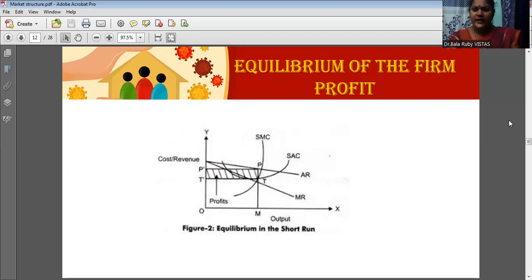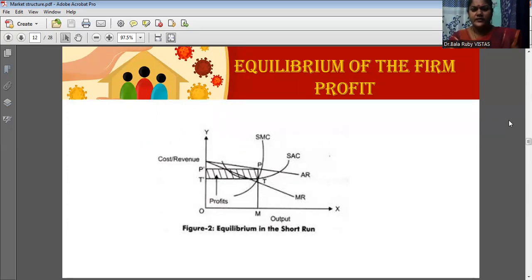See, the equilibrium condition remains the same, that is MC is equal to MR. This is the equilibrium condition. Now we are going to discuss clearly the equilibrium of the firm. See, the first possibility is profit. Sometimes, as I told you, there is a possibility of getting some abnormal profit.